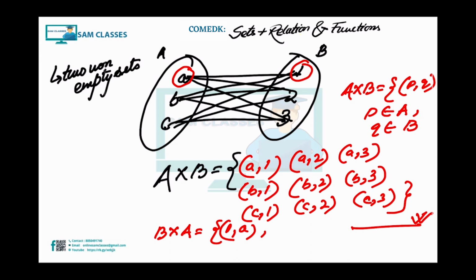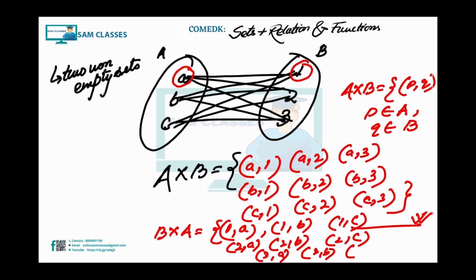So it will be 1 comma B, 1 comma C. It will be 2 comma A, 2 comma B, 2 comma C. And in a similar way, 3 comma A, 3 comma B, and 3 comma C. So this is the basic concept of Cartesian products.